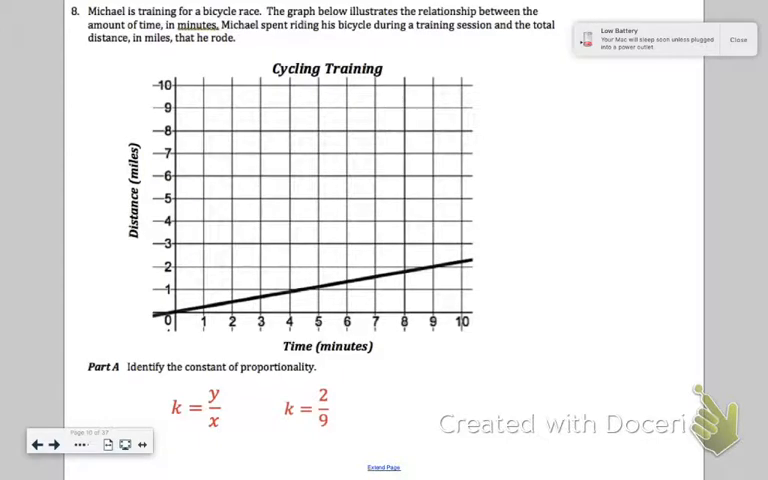For number 8, we find that the constant, or k, was 2/9. I did that by locating the point 9 minutes and 2 miles. I want you guys to figure out the rest on that. Make sure that gets in your packet. All right, that's all for this section.